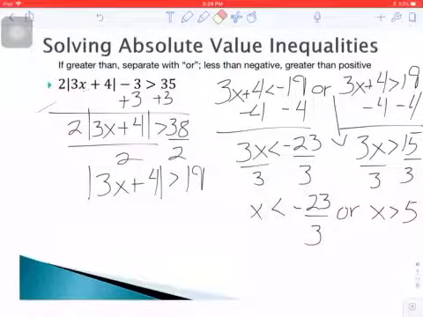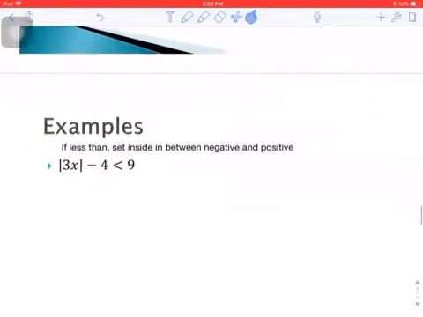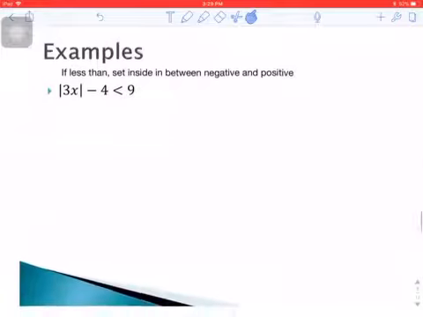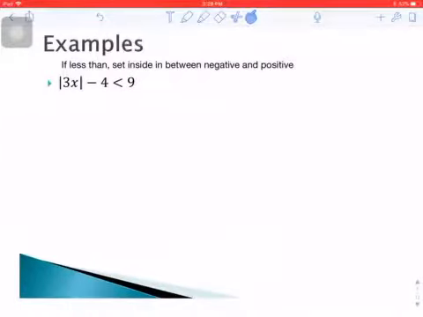I'm just going to erase this guy because it's driving me crazy. With the next example, we'll see we're dealing with not greater than, but less than. So I wrote this down, and again, I really recommend that you write it too. If less than, set inside in between the negative and positive. So again, get absolute value by itself first by doing what you must.